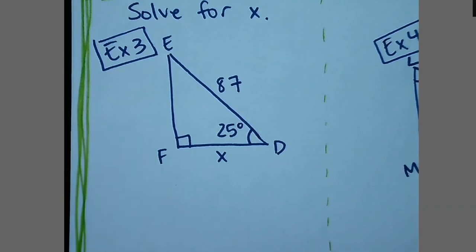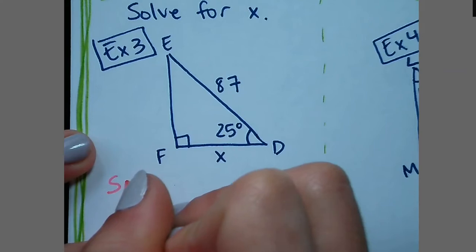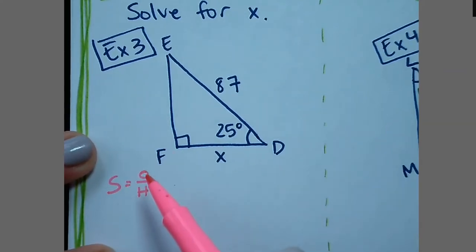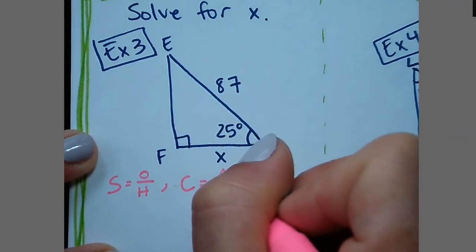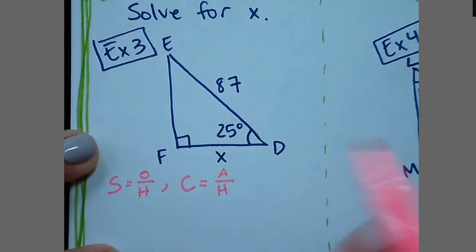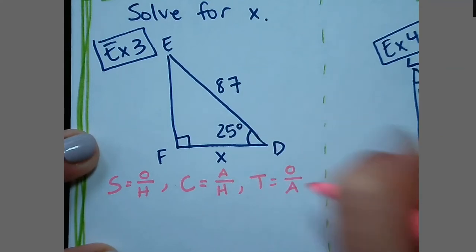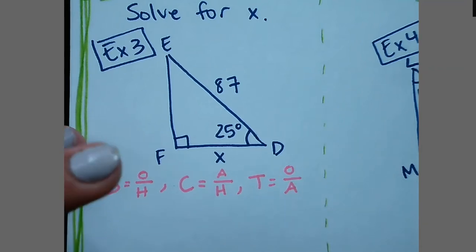I write it as S equals O over H. Sine equals opposite over hypotenuse. That's the SO. C equals A over H. Okay, so that's the SOHCA. And then we're going to do T equals O over A. So this is SOHCAHTOA. Sine equals opposite over hypotenuse. Cosine equals adjacent over hypotenuse. Tangent equals opposite over adjacent.